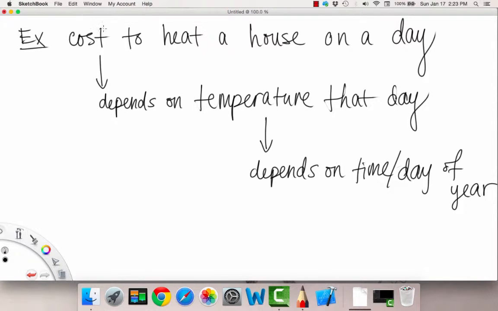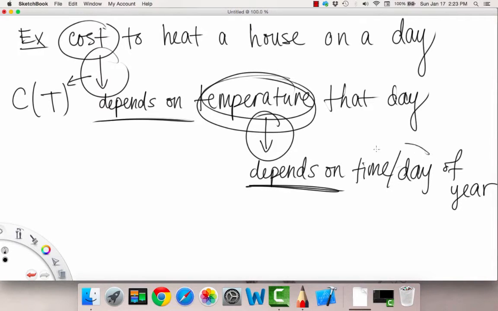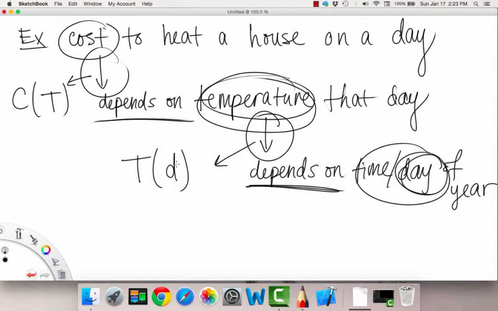Let's look at the first arrow. We're saying cost depends on, and this is the keyword, temperature. So we can represent this arrow as C of T, with T for temperature. That makes sense, because given a certain temperature, you can ask how much it costs to heat your house. Now the other arrow: temperature, which I already circled, depends on the day of the year. So this arrow can be represented by T of D, temperature with an input of what day of the year it is.